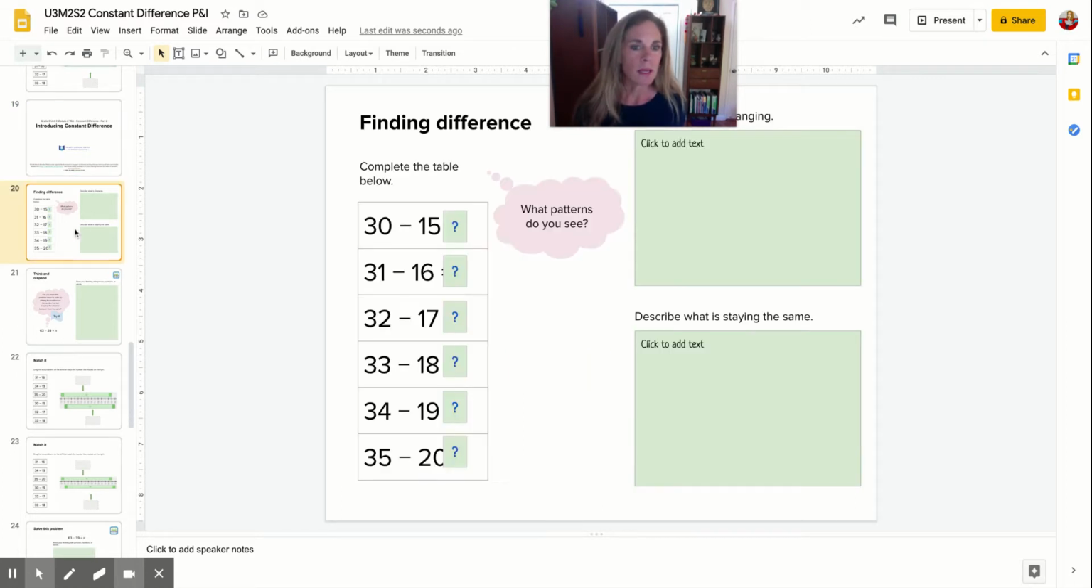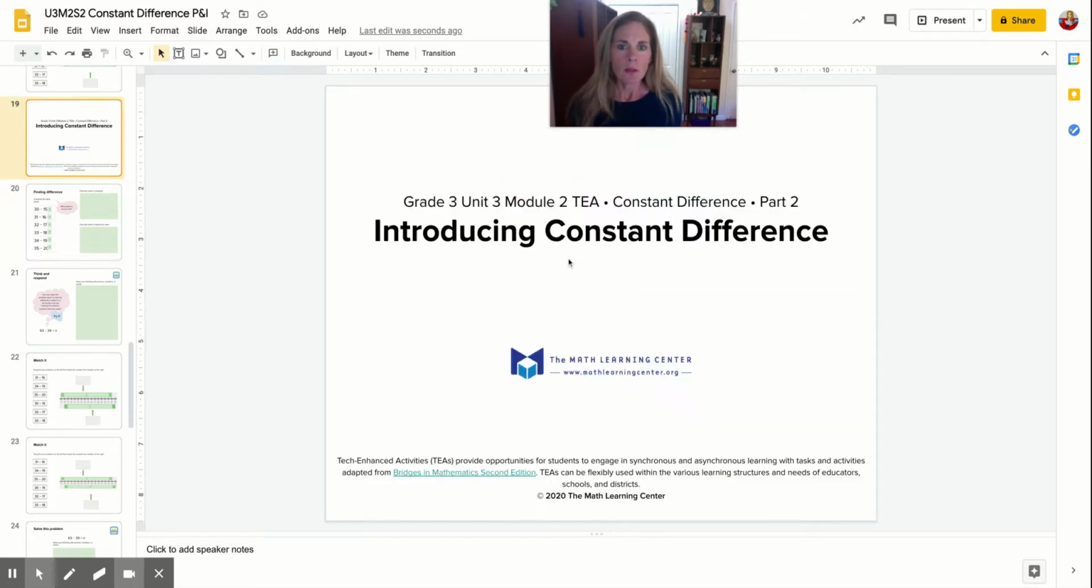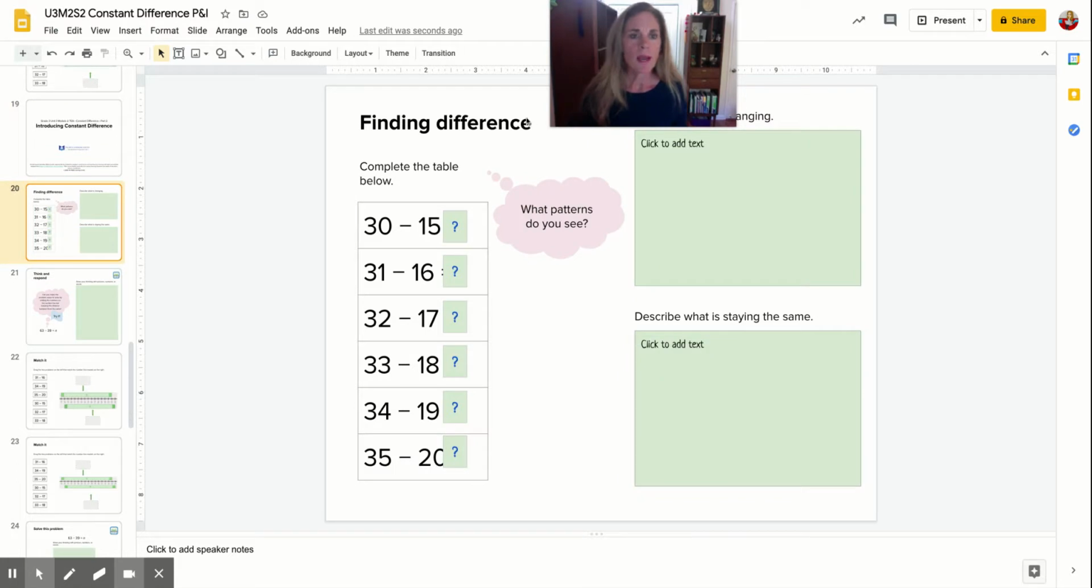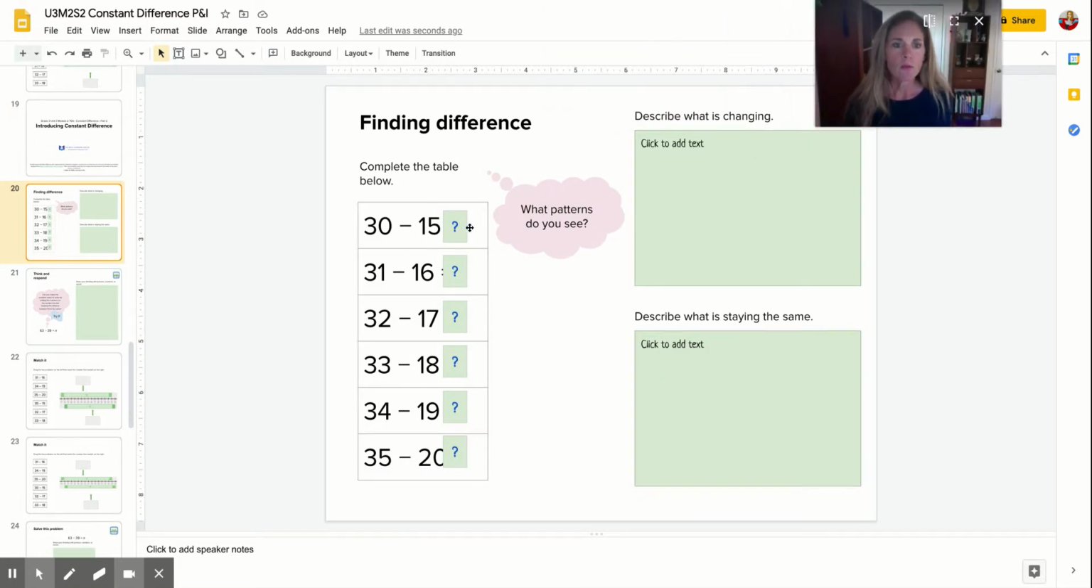So again, you're going to be looking, you're going to find the difference. Let's see. So you're first filling in these little boxes. What is the difference between 30 and 15? What is the difference between 31 and 16, 32 and 17? Fill in these boxes, and then you're going to describe what's changing and what is staying the same.